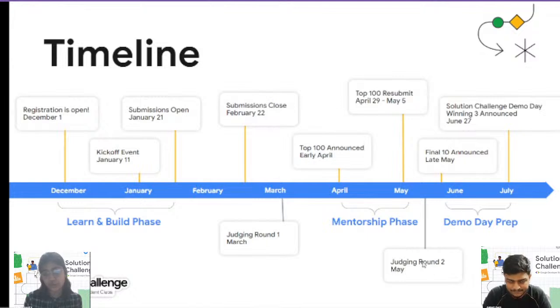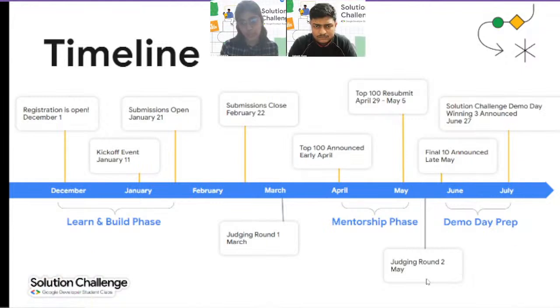Then the judging round two will happen in May. Once you submit your solution, the judging round two will happen. And the final 10 will be announced in late May or the start of June. So from this top 100, whichever solutions are making the best impact will be picked. So the top 10 solutions will be picked, and these 10 teams will have a demo day between June and July.